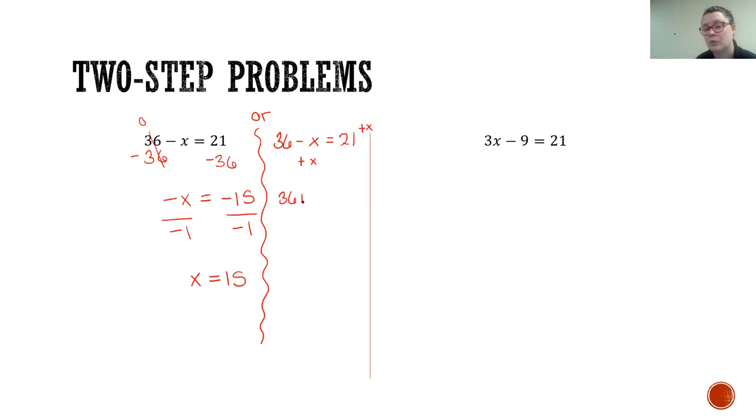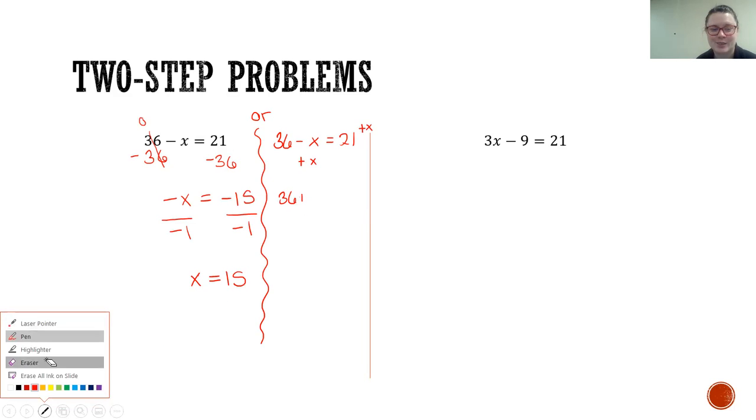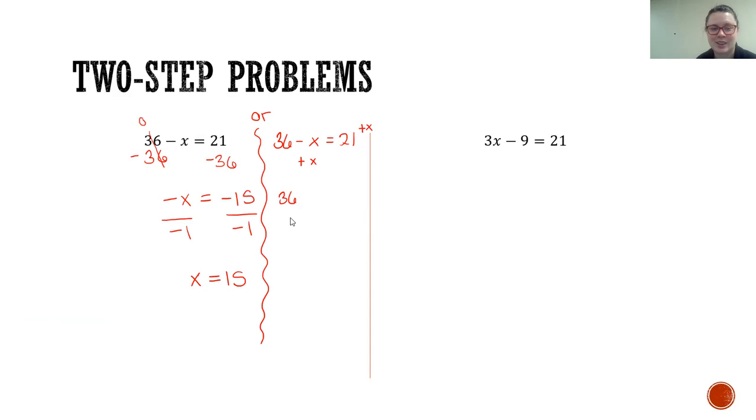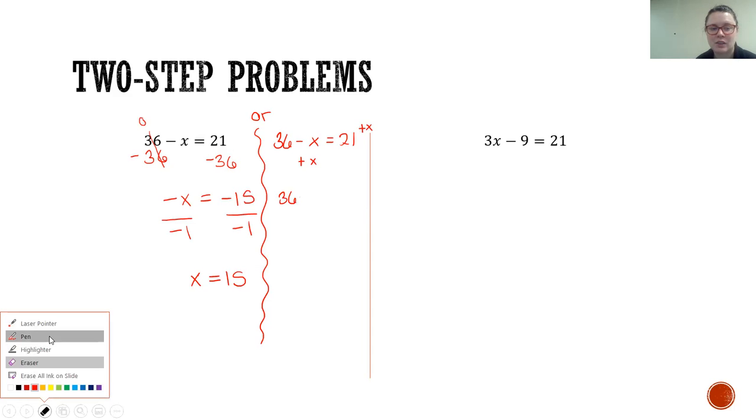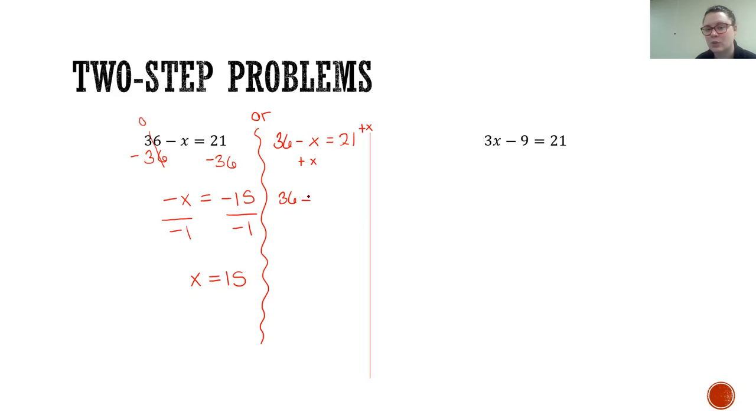36 equals... I'm going to leave an extra line in there. We'll get rid of that. 36 equals 21 plus x. Now subtract 21, and we get, this goes to 0, so we get 15 equals x. Exactly the same solution, but two different ways to get there.